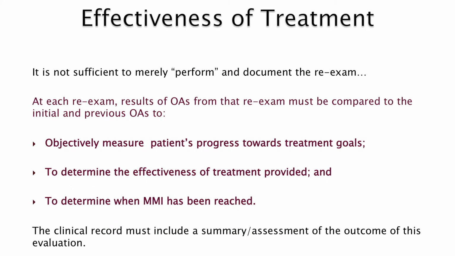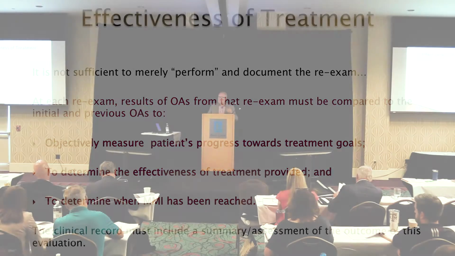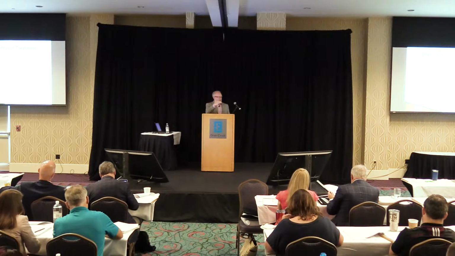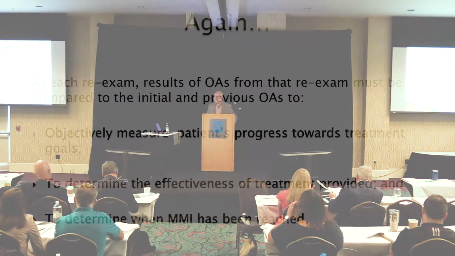So it's not sufficient to merely perform and document the re-exams, but at each re-exam, the outcome assessments from that re-exam must be compared to the initial and previous OAs. Objectively measure patients' progress towards treatment goals to determine the effectiveness of treatment provided and determine when MMI has been reached. The clinical record must include a summary assessment of the outcome of this evaluation. All right? Again, it needs to be very simplistic. It doesn't need to be a dissertation, but it needs to be outlined and put into your record.